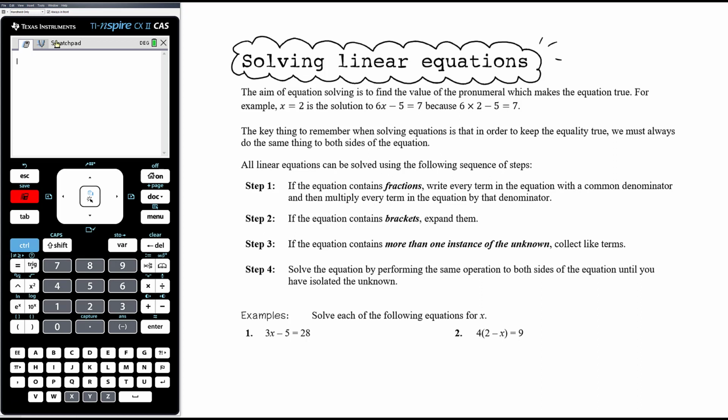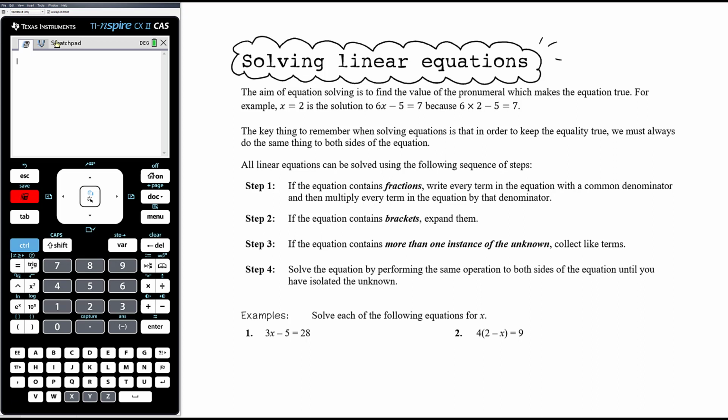Okay, so in this video we're going to be looking at solving linear equations, which certainly should be something that by now you're quite familiar with, but let's just clarify some ideas here. The aim of equation solving is to find the value of the variable which makes the equation true. For example, x equals 2 is the solution to 6x minus 5 equals 7, because if you let x equal 2 in that equation, it makes the equation true.